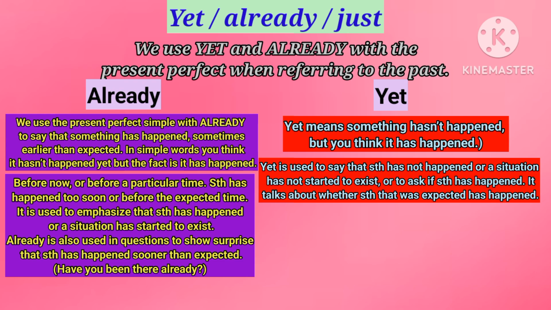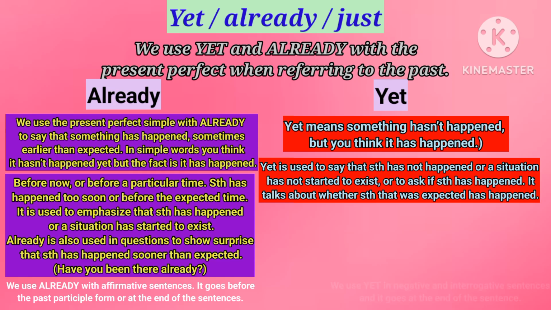It talks about whether something that was expected has happened. We use already with affirmative sentences. It goes before the past participle form or at the end of the sentence. We use yet in negative and interrogative sentences, and it goes at the end of the sentence.